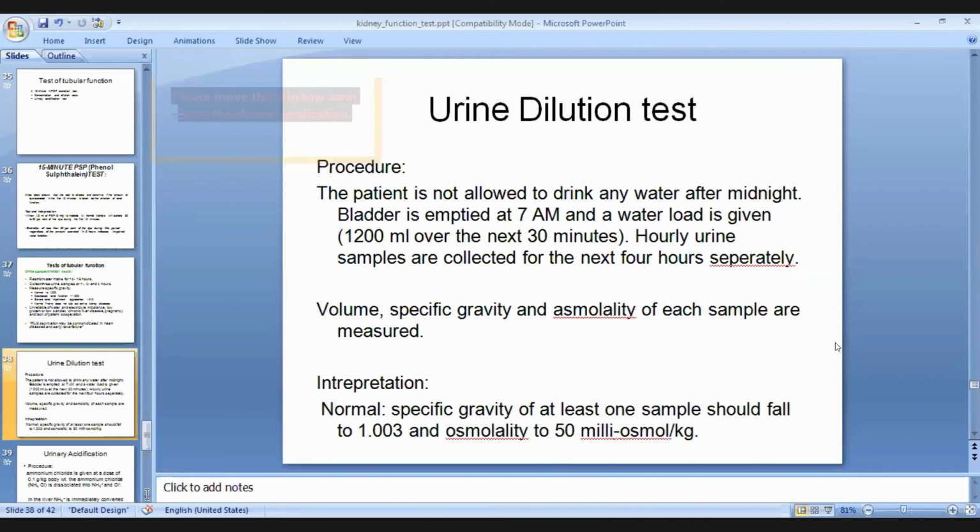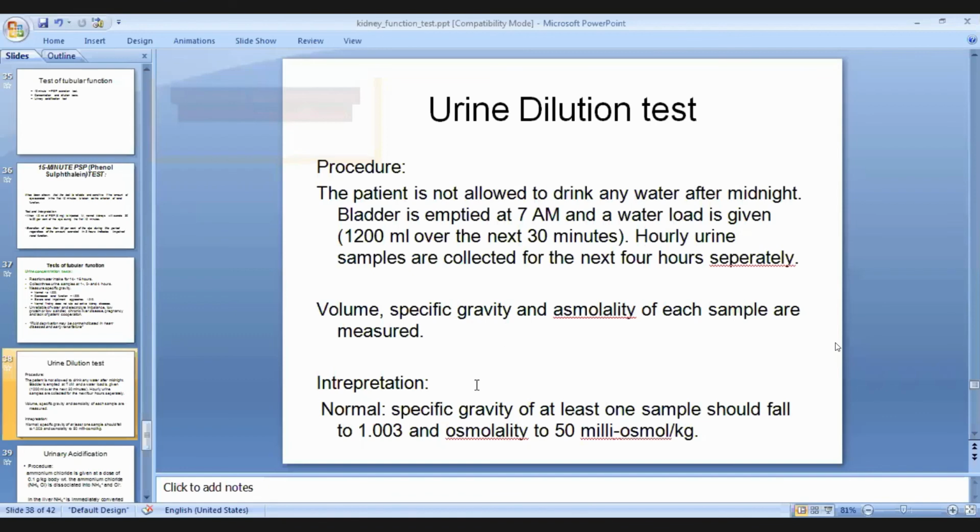Next is the urine acidification test. In this case, ammonium chloride is given, at a dose of 0.1 g per kg body weight. When this is given, the ammonium is converted to urea to produce the acidification. It tests how much the kidney is able to acidify the urine. So for that purpose, ammonium chloride is given. Ammonium is converted to urea, whereas the chloride remains to balance.